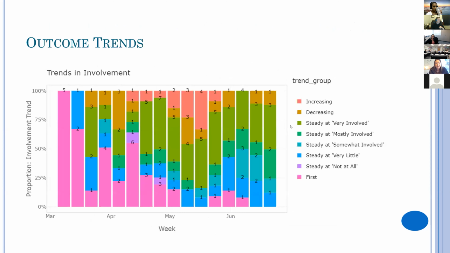And then we have this one here. I know in some of our slides in a second, we'll cover mothers reporting super high involvement in the first round. And so we have a lot of that in the pink, I believe. And then after that, it seems to stay at mostly involved or very involved throughout. Is that a correct assumption? Yes. Cool.